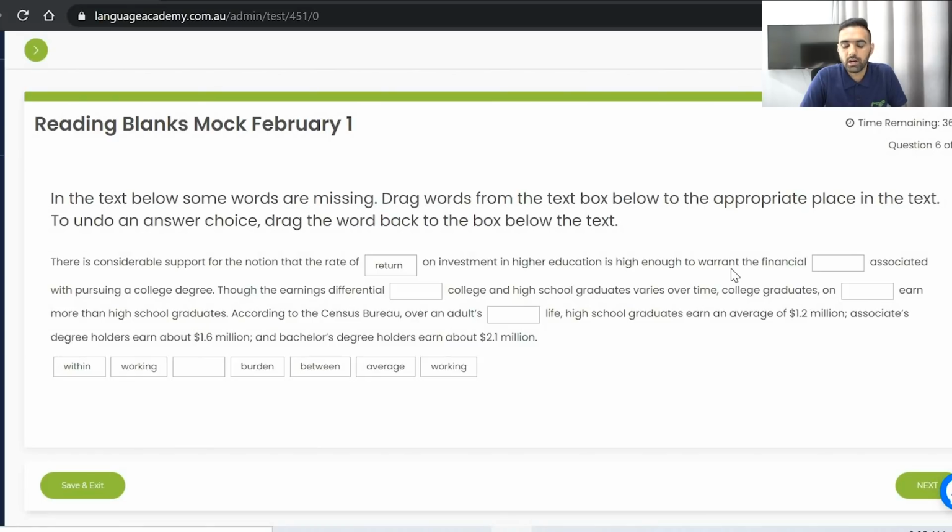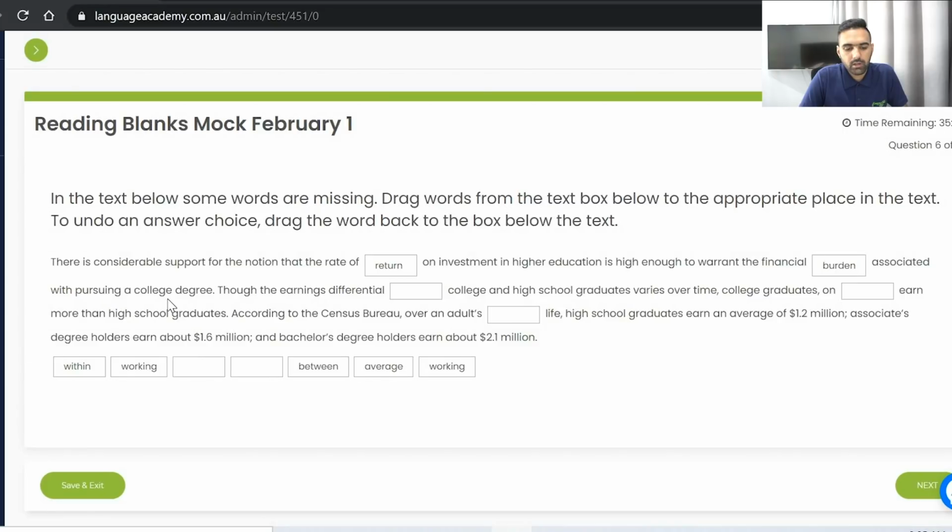So which is the right word which you'll use with financial? Something negative, because high enough to warrant means the covering. What will it cover? A loss, it'll cover a pressure, it'll cover something which can be suppressing. Financial workings, financial within, financial burden can be the right answer, not financial average, not financial between. So burden will be the right answer here.